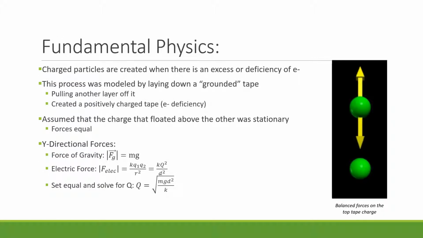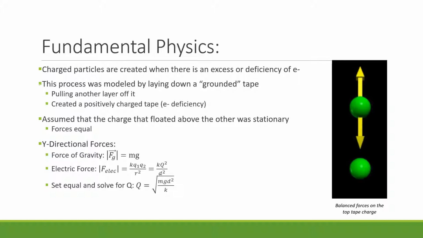The fundamental physics principles that apply to this model are as follows. Charged particles are created when there is an excess or deficiency of electrons. In the lab, this was done by laying down a grounded layer of tape and pulling another layer off of it. This created a positively charged tape with electron deficiency, whose derivation will be covered in the coming slides.